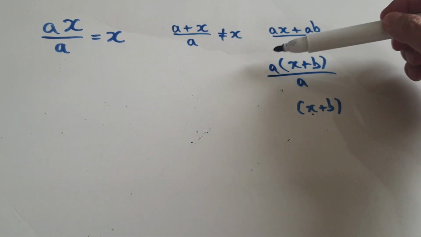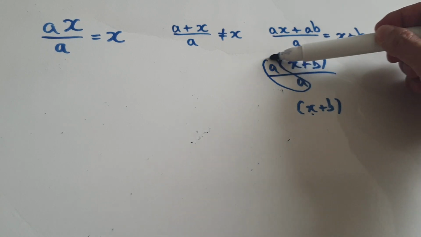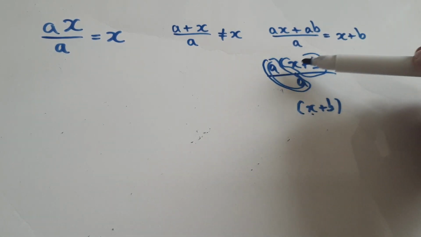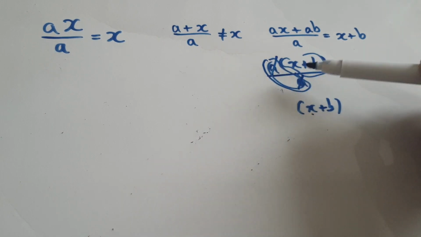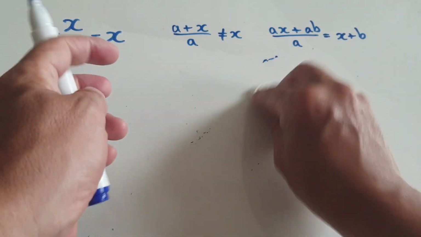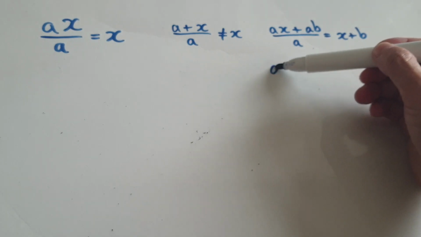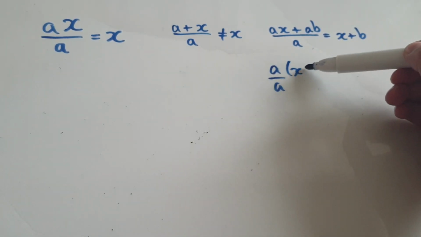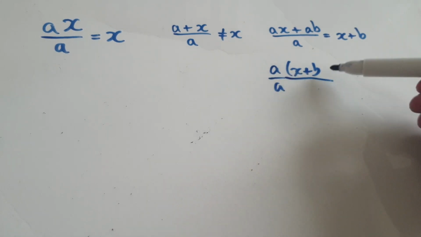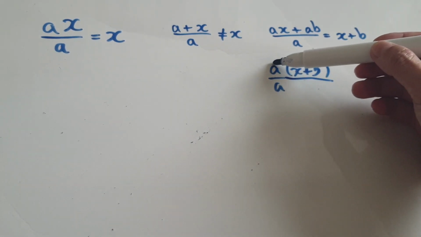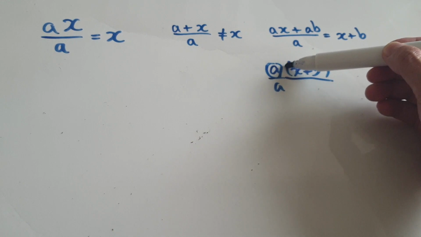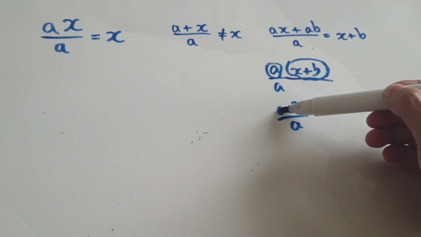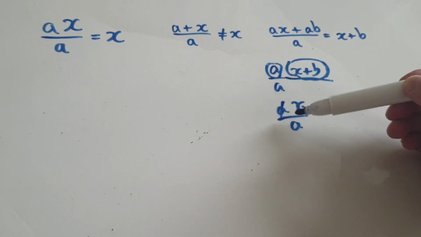The reason is because you can factor out the a. It's like one thing times another thing. You can factor out the a. That's why the a's would cancel each other out in this case, because when you factor out the a, x plus b, it's one thing times another thing. Just like ax over a is one thing times another thing. So you can just cross them out.